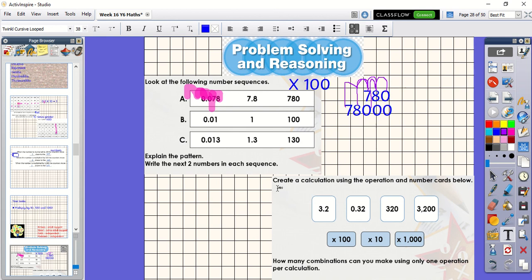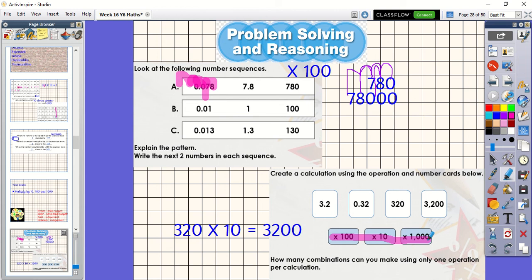And then for the last question, create a calculation using the operation and number cards below. So you have got 1, 2, 3, 4 number cards, and then you've got 3 operations there. We're multiplying by 10, 100 and 1,000. Okay, so you could do, for example, 320 multiplied by 10 equals 3,200. Okay, so I want you to see how many combinations you can make using only one operation per calculation. So using only one of either times 100, times 10 or times 1,000.